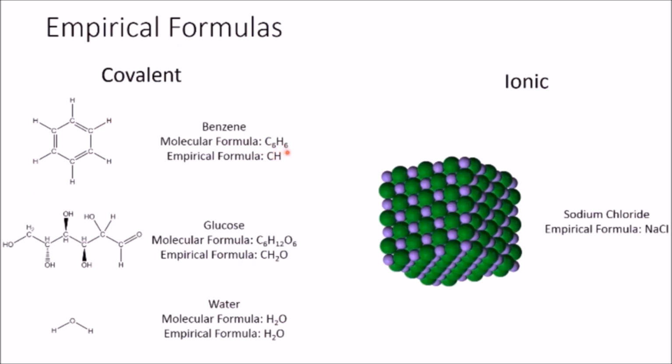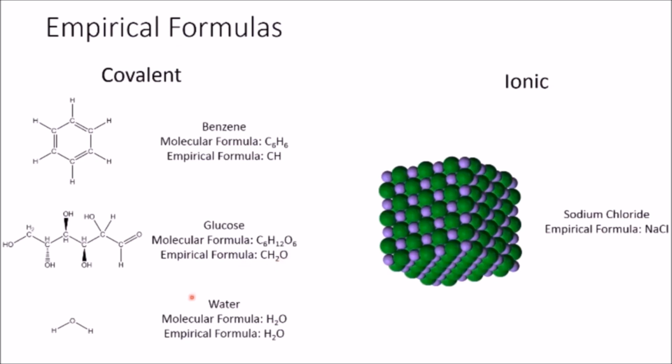The empirical formula for any compound is the simplest ratio of moles. You'll notice that for every 6 carbons there are 6 hydrogens. The simplest ratio is 1 carbon to 1 hydrogen, so the empirical formula is CH. In another covalent compound, glucose, which again contains no metals, therefore I know it's covalent, the molecular formula is C6H12O6. In this case, there's another common denominator of 6, and the empirical formula is CH2O.